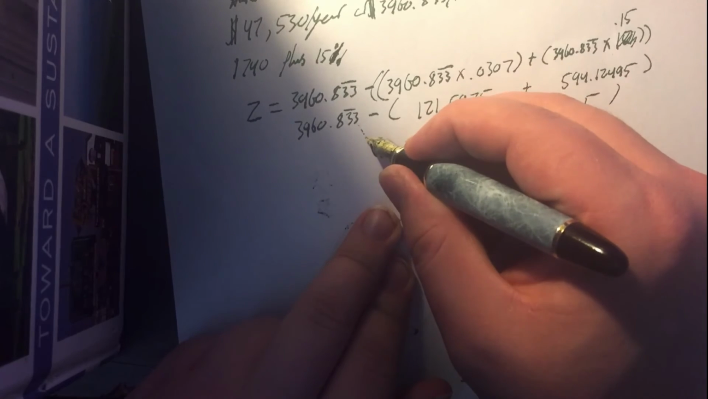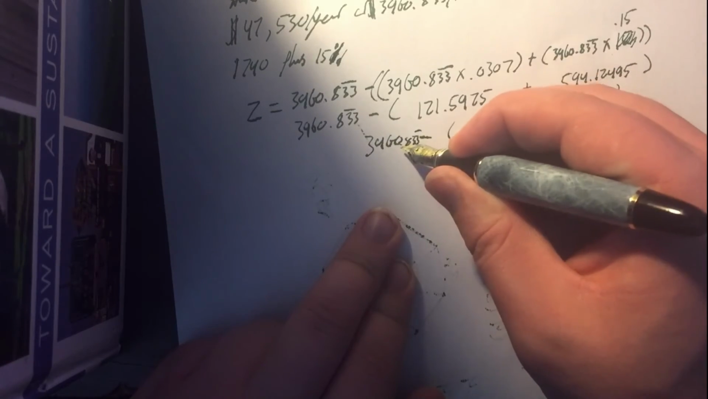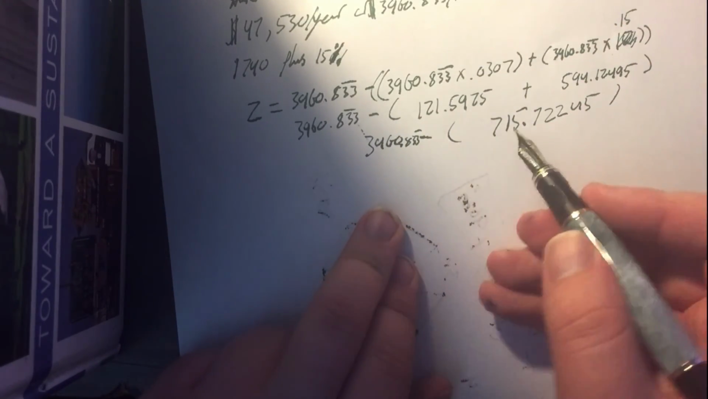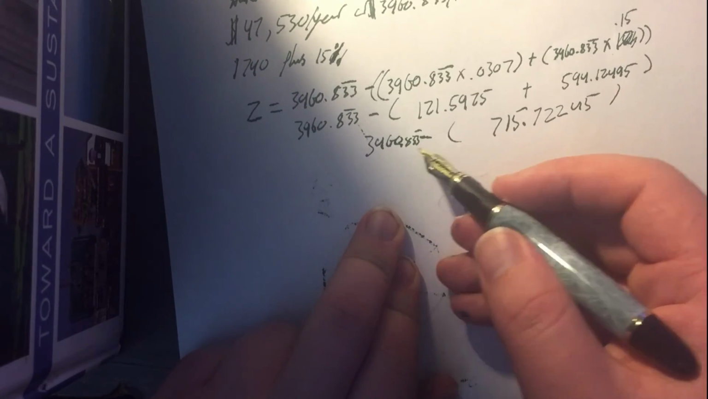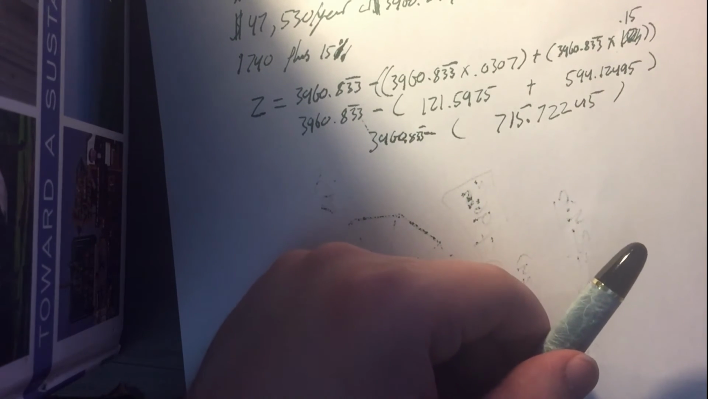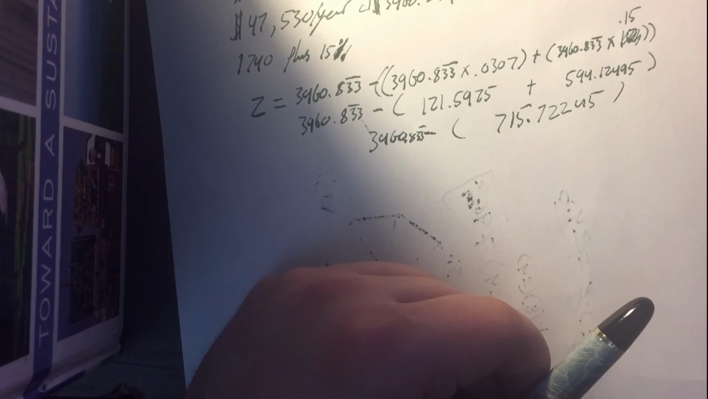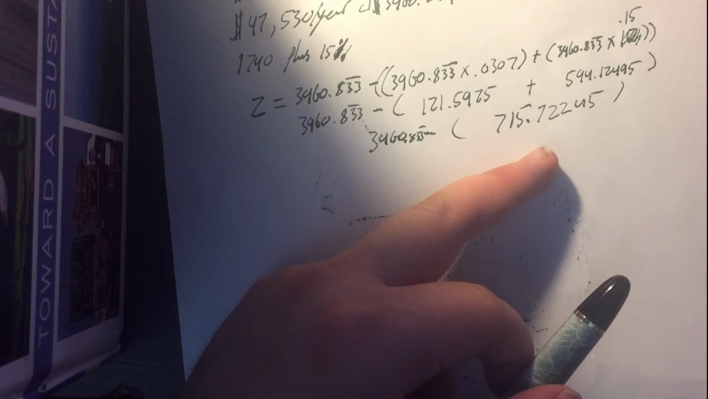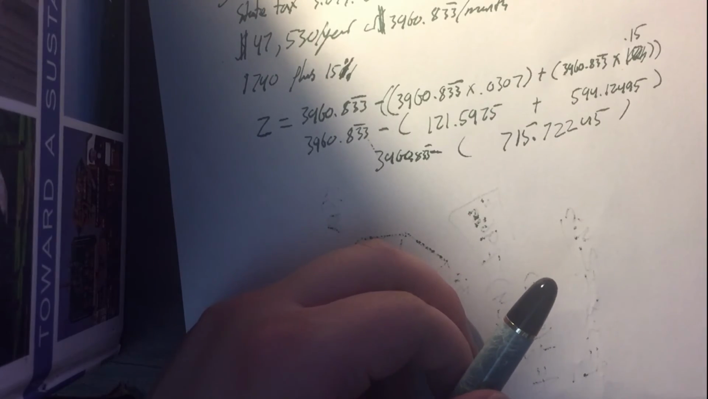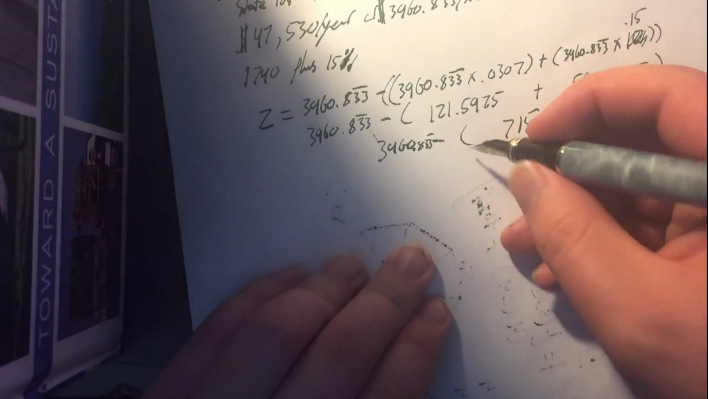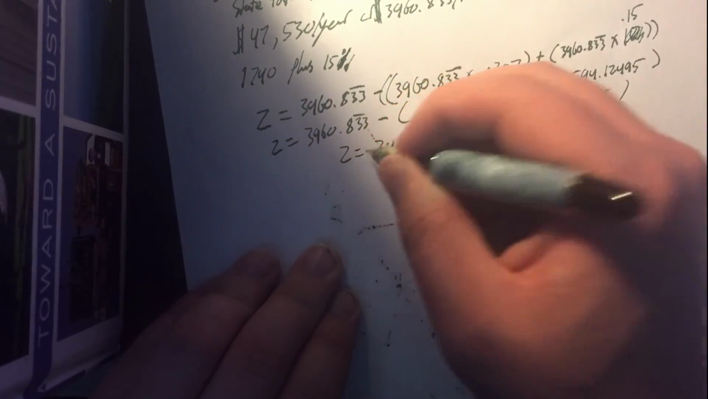And then out here, let's bring this down again. 3,960.833 minus, oops, sorry. I always get the fraction. I don't know why I keep bringing the decimal. I apologize. And now all we gotta do is subtract that from that. 3,960.833 minus 715.72245, and put it in a calculator. And we get it. Now that we do this part, it's going to simplify into our final answer of what Z equals.